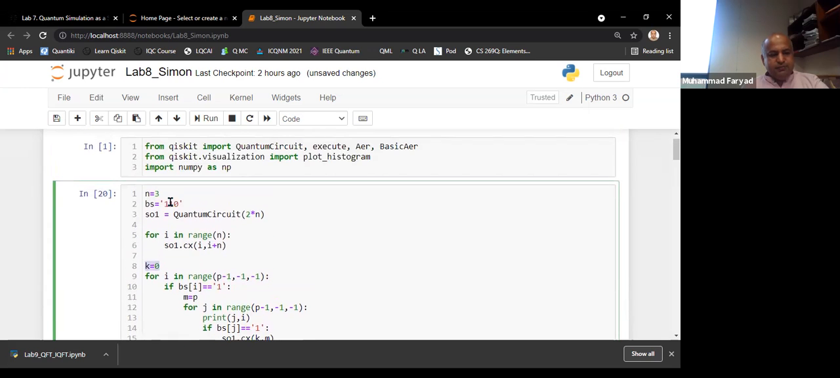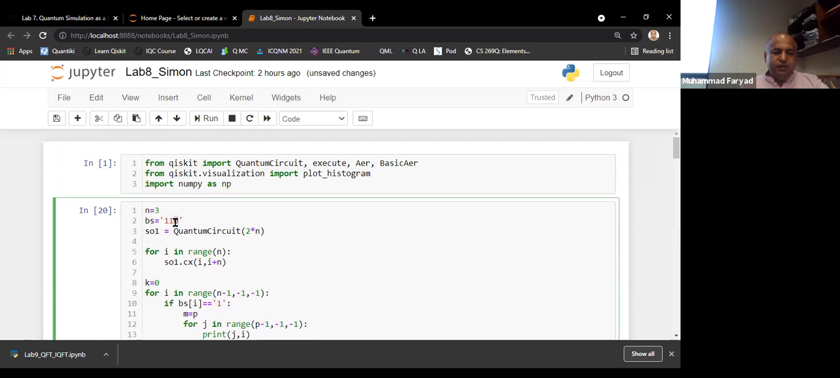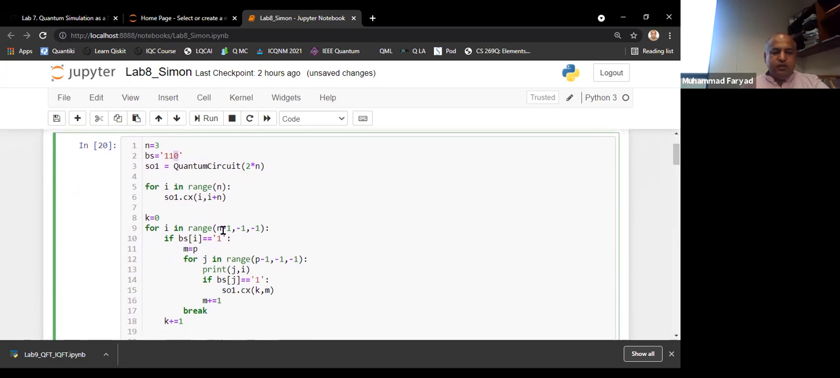I start looking through this bit string because I want to find the location of the first non-zero bit, the first one. So I go to p minus one. p right now is n, so I go to n minus one, which is two. I start from this number two because the indexing goes 0, 1, 2. So I start at the end and keep going down all the way to zero.